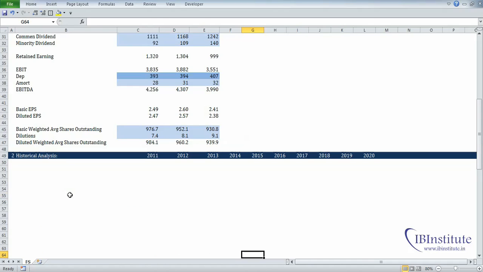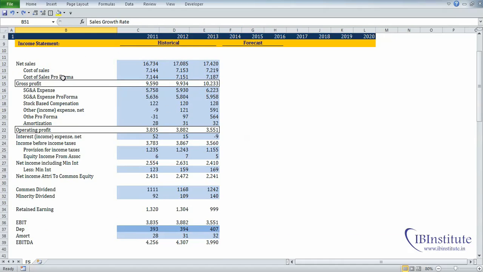In historical analysis, we have to take only that parameter which we are going to use in future for projection. Like we will be projecting the revenue of the company based on sales growth rate. So, we will be calculating sales growth rate in history first. So, let me write sales growth rate here.